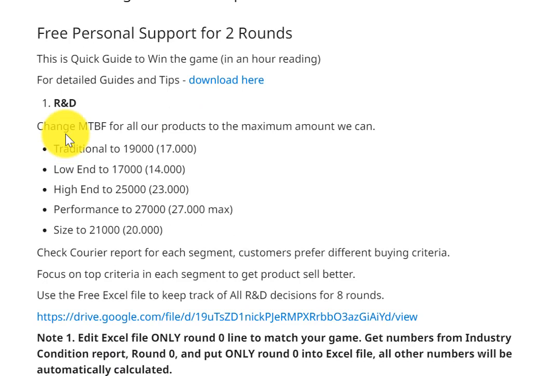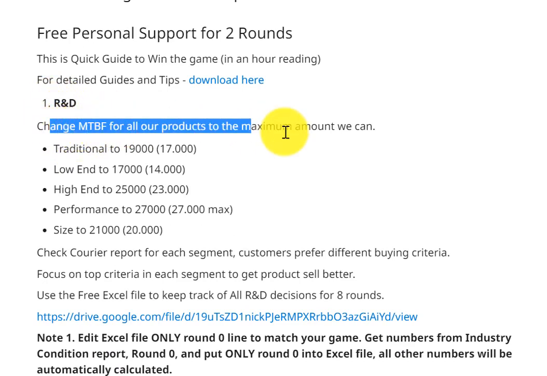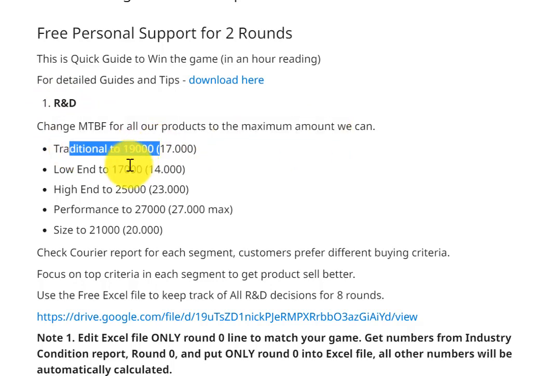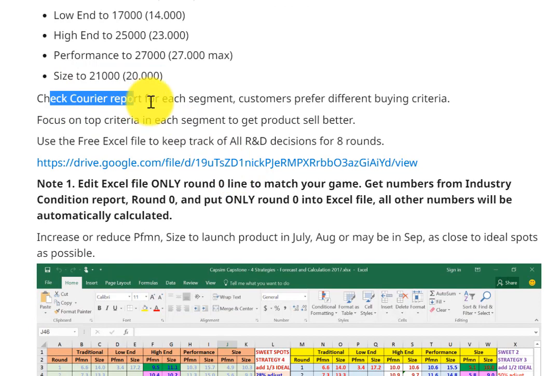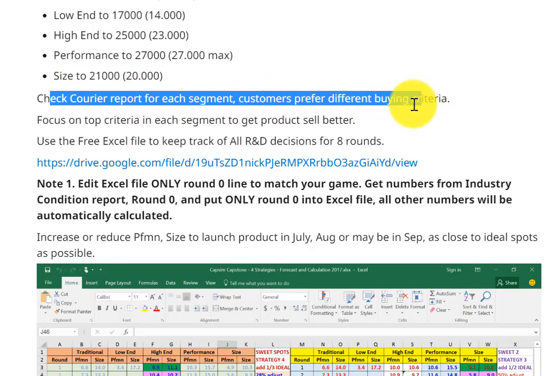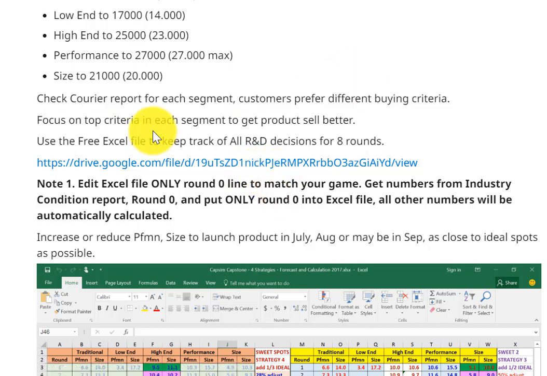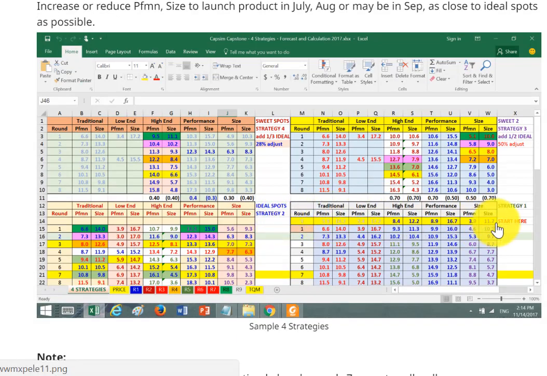For the overview, you have 10 key decisions for IND. We changed the MTBF. This we did in round 1, right? We changed that right from round 1. So we use the career report to check customer preference buying criteria. You download the Excel file here and replace only one round in here, in this round, and then you can get the Excel file ready for all 8 rounds, right?